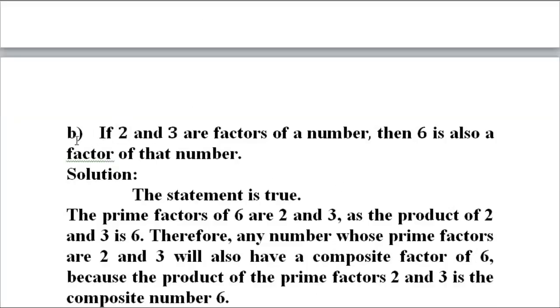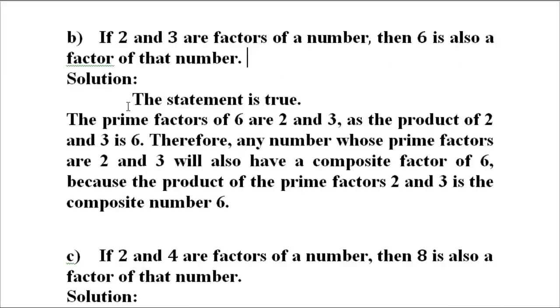Second part of this question. If 2 and 3 are the factors of a number, then 6 is also a factor of that number. This statement is true. The prime factors of 6 are 2 and 3, as the product of 2 and 3 is 6. Therefore, any number whose prime factors are 2 and 3 will also have a composite factor of 6, because the product of the prime factors 2 and 3 is the composite number 6.